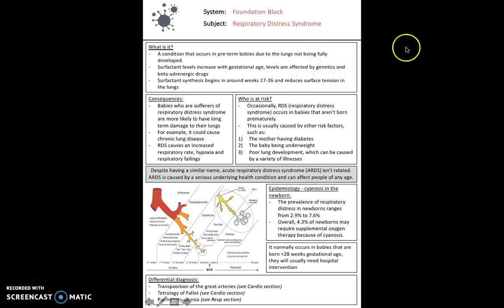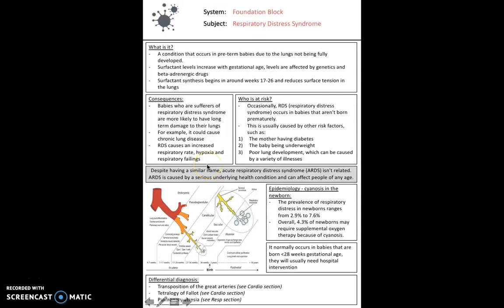The aim of surfactant is to reduce surface tension. So naturally, if a baby is born before 37 weeks, they're not going to have as much surfactant, they're not going to be able to reduce the surface tension in the lungs, and therefore this is going to lead to RDS. Now, occasionally RDS can occur in babies that aren't born prematurely, and this is usually as a result of other risk factors, such as when the mother has diabetes, if the baby's underweight, or just in general if there's poor lung development, which could be caused by a variety of illnesses, both to mother and fetus.